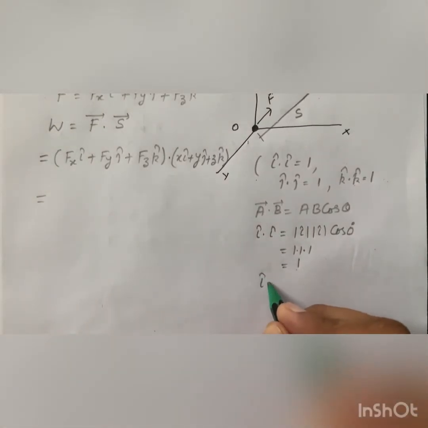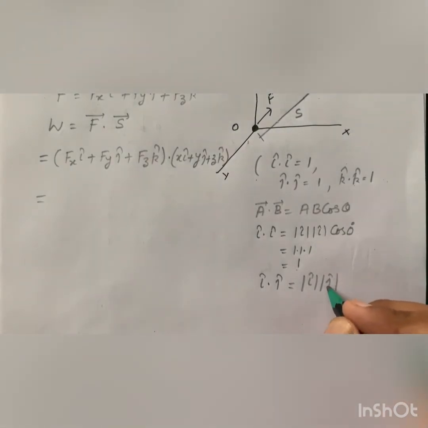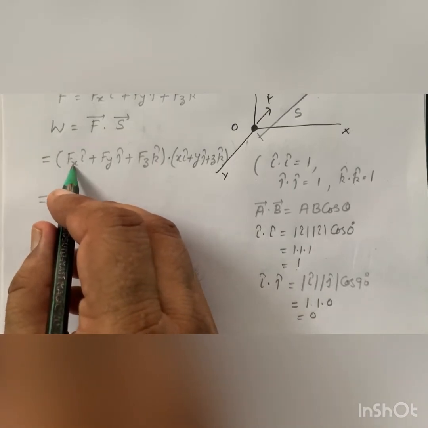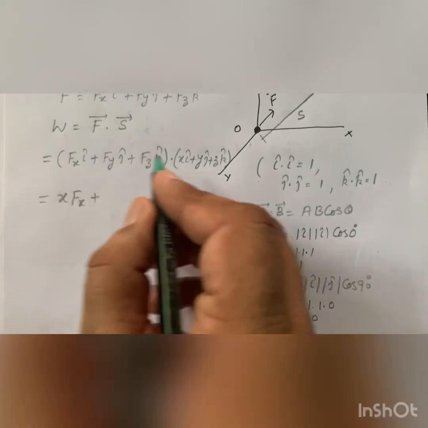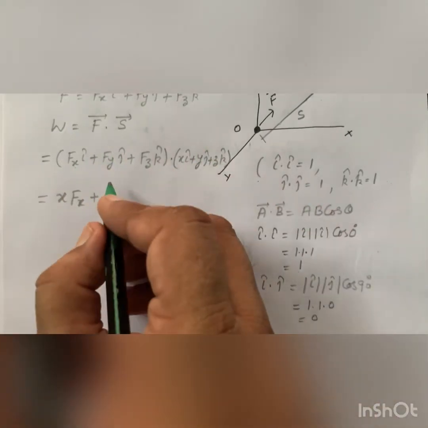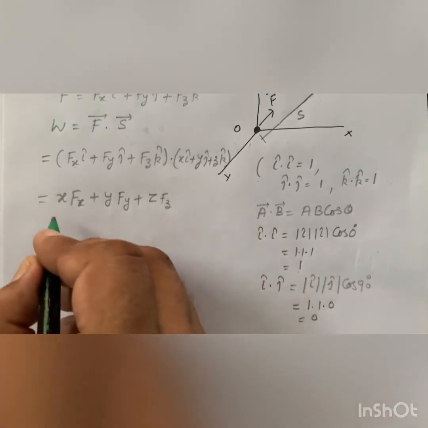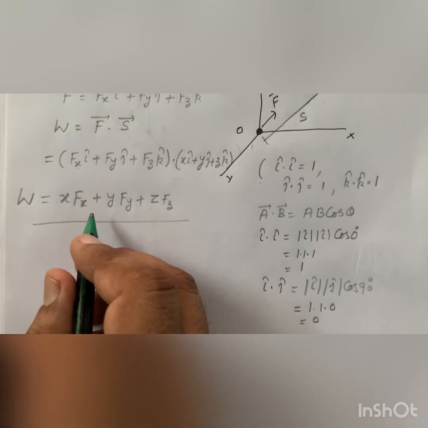Similarly, i cap dot j cap is equal to magnitude of i cap, magnitude of j cap, cos of 90 degree, as the angle between i cap and j cap is 90 degree. Cos 90 is 0, so we get magnitude 1 multiplied by 0, so we get 0. So we have x Fx plus this term 0 and this 0. So we have the next term y Fy plus z Fz. So this is the expression of work done in terms of force and displacement in its component form.